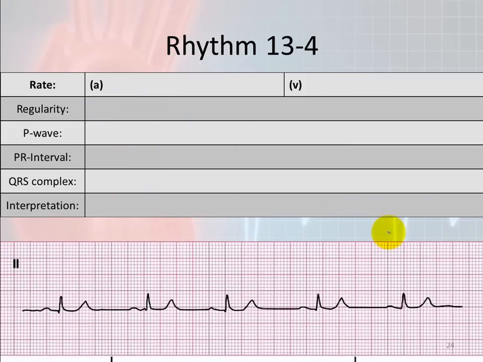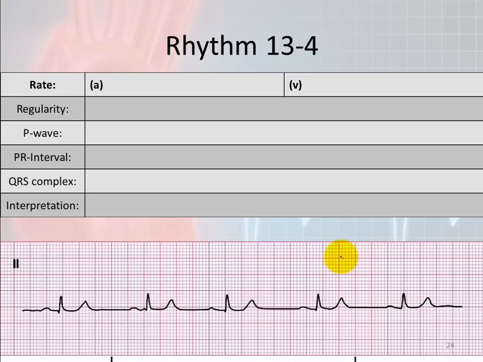I'm going to go through the rest of these pretty quickly, so if you want to pause the video and interpret the rhythm first, and then you can kind of see what the answers are, then you can do that. Otherwise, you can just skip through the rest of these atrial PAC rhythms and stuff.